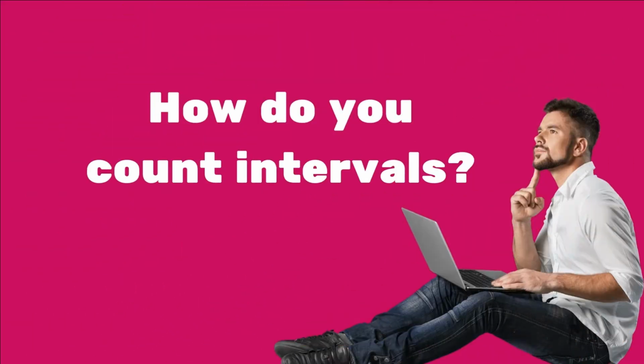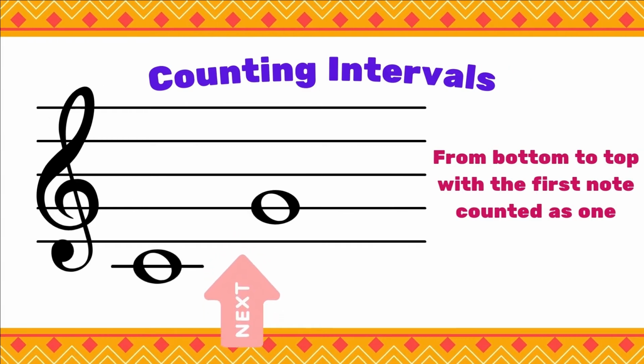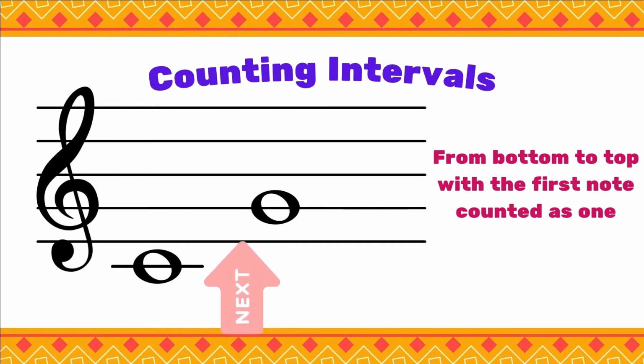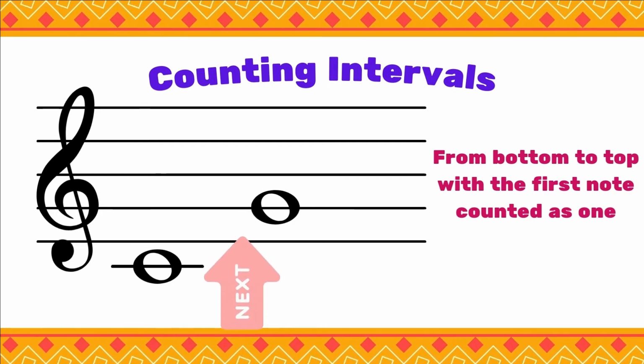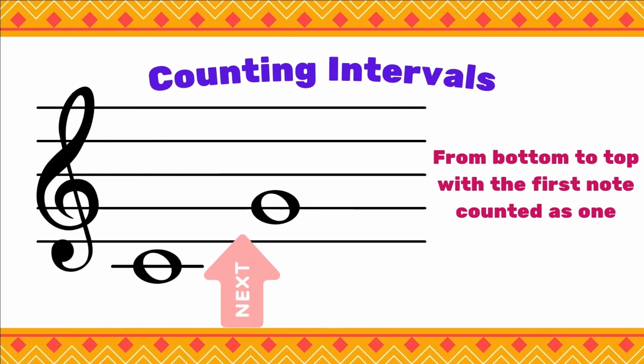Now, how do we count intervals? If we see these notes on the staff, we have to know the rules that govern how we count intervals. Now, the rule is that we count from bottom to top. It doesn't matter whether the bottom note is the first note or the second note. Wherever that note is, start counting from the bottom note to the top. The bottom note is taken as one. Wherever that note is placed, we take that line or space as one, and then we start counting to the top note wherever it is on the staff.